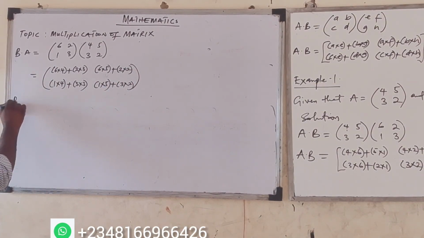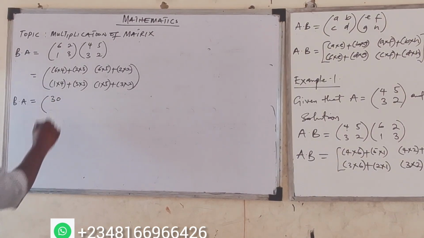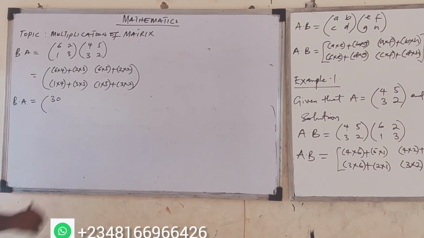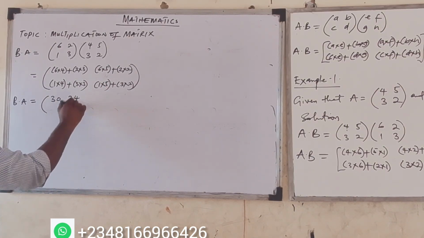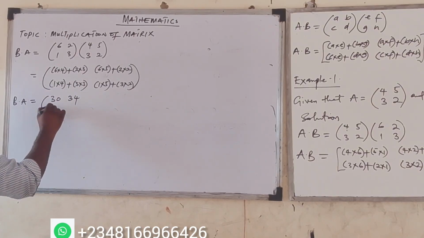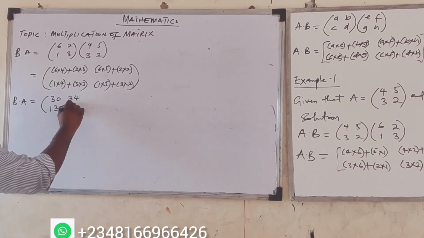B dot A will be equal to, this is 24 and this is 6. 24 plus 6 is 30. Then here this is 30 and this is 4, because 6 times 5 is 30 and 2 times 2 is 4. So 30 plus 4 is 34. 1 times 4 is 4. 4 plus 9 is 13. 1 times 5 is 5. 5 plus 6 is 11.